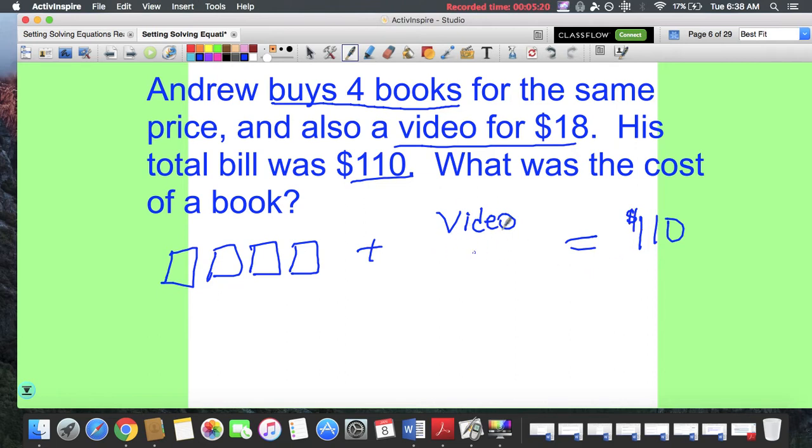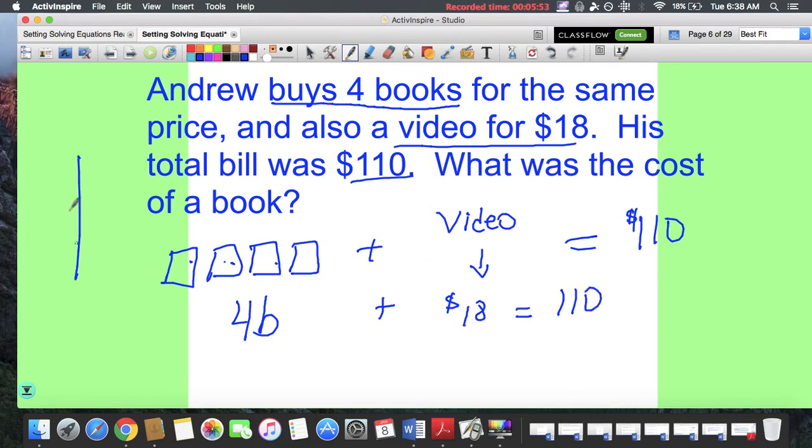So what was the video here? How much was the video? The video was $18. Now he bought 4 books. Do you know how much each book was? Doesn't say, but they're all the same price. So let me call this, how many books are there? There are 4. He bought 1, 2, 3, 4 books. And then I'm going to represent the books with the letter B. So here you have your expression: he bought 4 books plus the video, which was $18, and that gives you 110.